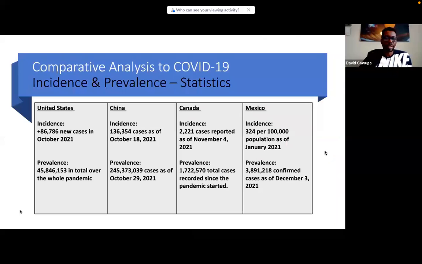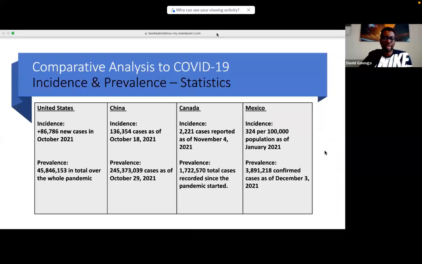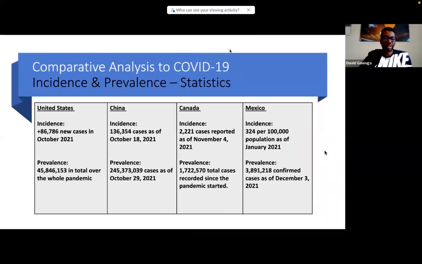Comparative analysis of COVID-19 incidence and prevalence statistics. The United States has a high incidence of cases in October 2020 and a high prevalence in total throughout the whole pandemic compared to China, Canada, and Mexico. Looking at the statistics, Canada has fewer cases as of November 14, 2020, compared to Mexico, China, and the United States in total.